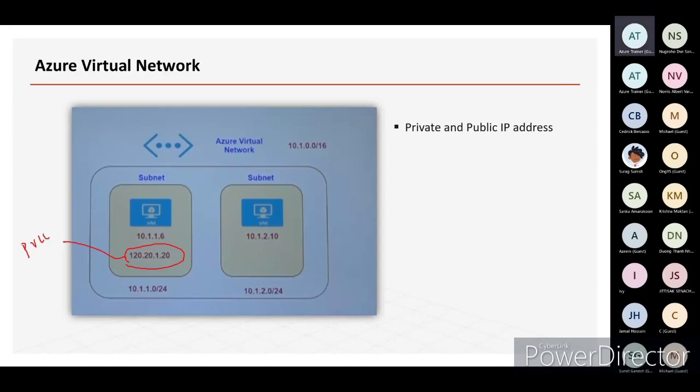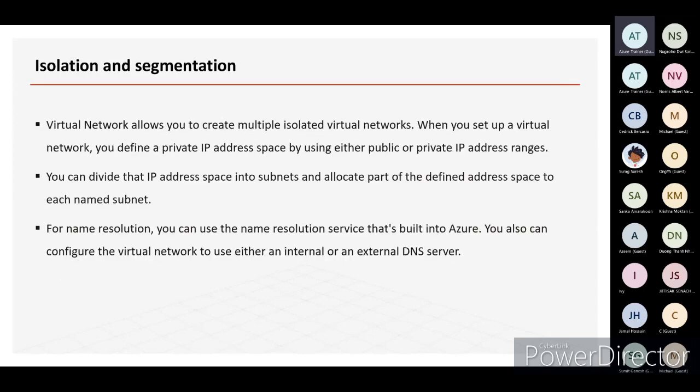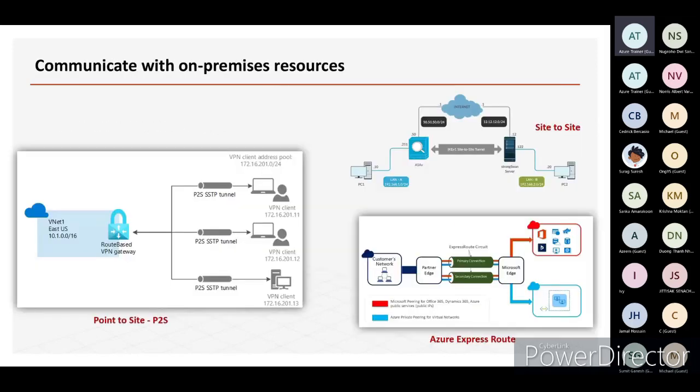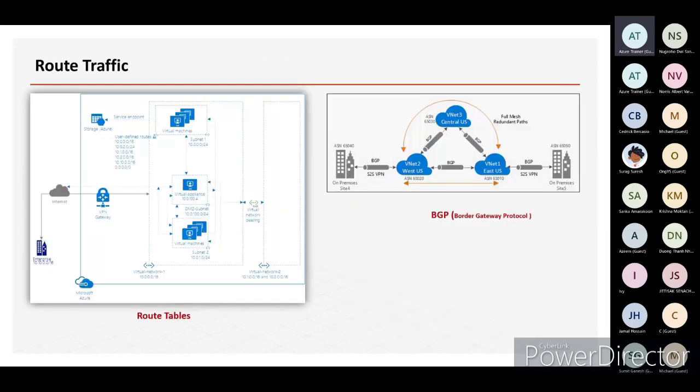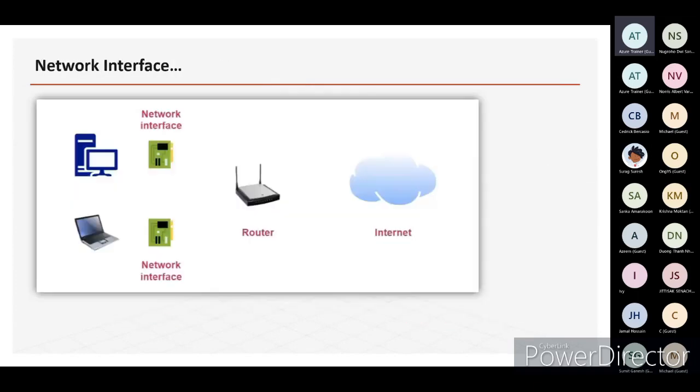So this is about the Azure virtual network. Now coming to networking capabilities. Networking capabilities are the features we generally get on the Microsoft side. We already had a discussion that they are used for isolation and segmentation. Then we had a discussion on internet connection. We already discussed these points on day one and day two, so I am just skipping these slides.